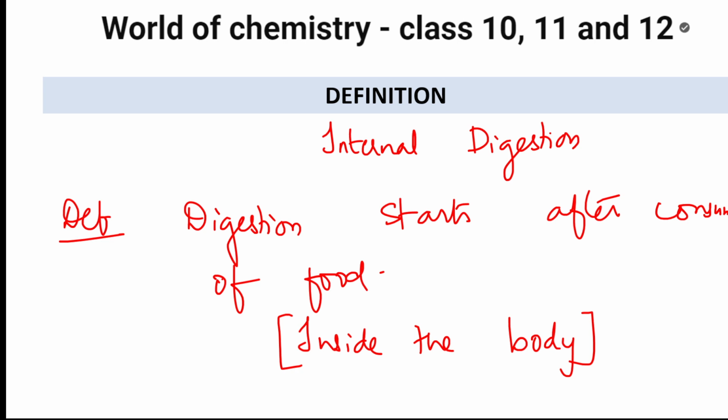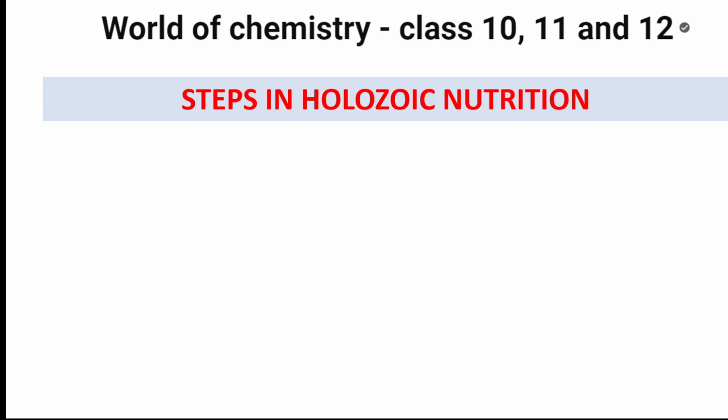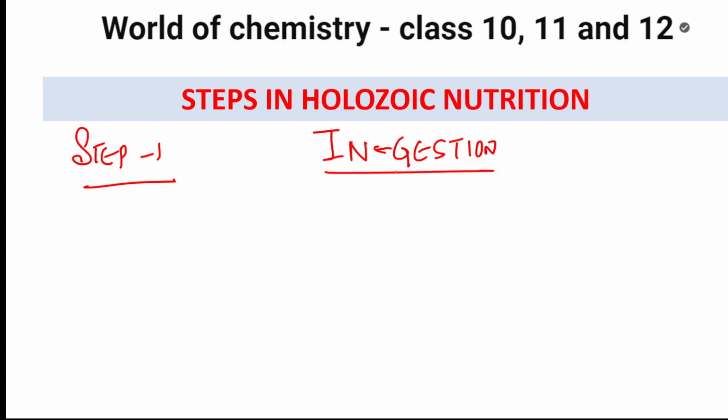Easy, students? Now the steps, you have to write this. Basically there are five steps in holozoic nutrition. Let me write step by step. The first step is called ingestion. They should eat, right? Step number one, ingestion, is nothing but taking of food or eating of food. You eat your food, right? Your mom prepares your food, your father also prepares your food, and you take that.